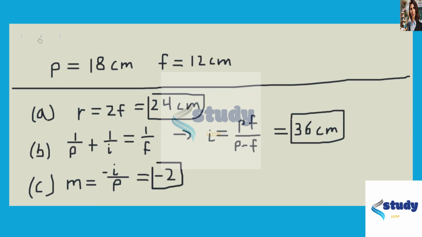Part E wants to know if the image that is formed is upright or if the image that is formed is inverted. So to do that, we just have to look at the value for the magnification m. Since it's negative, that means the image is inverted. If it was positive, the image would be upright. So we can say since m is negative, the image is inverted.